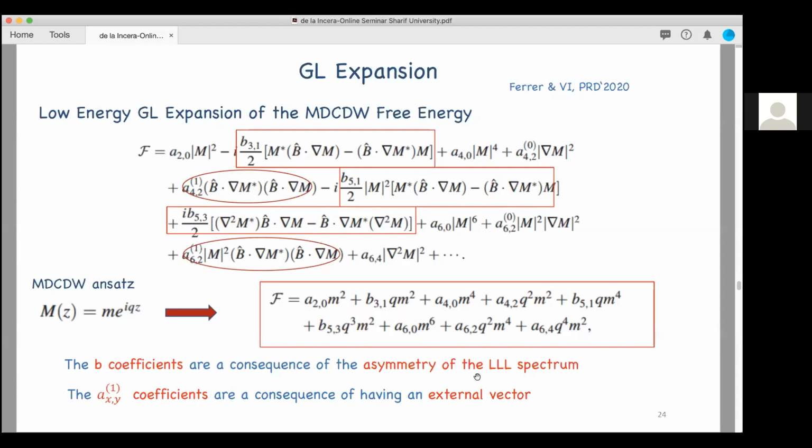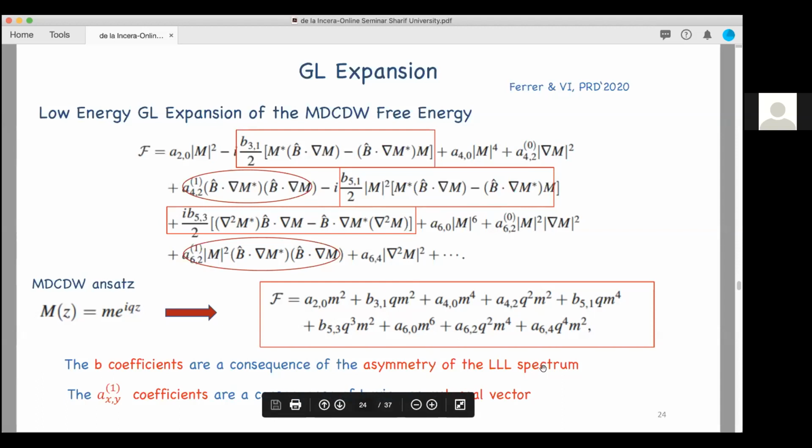And I told you already, the lowest Landau level spectrum is the asymmetric spectrum, and it's the one that is related to topology. So these terms, because part of the lowest Landau level spectrum is asymmetric, it has a symmetric and an antisymmetric component. And the antisymmetric component is the one that produces this. So these terms are purely topological.